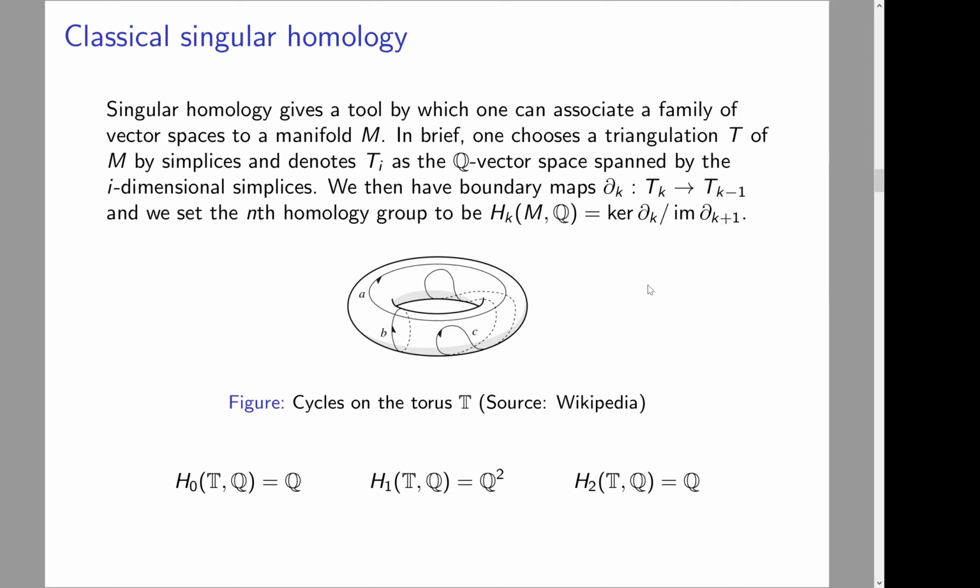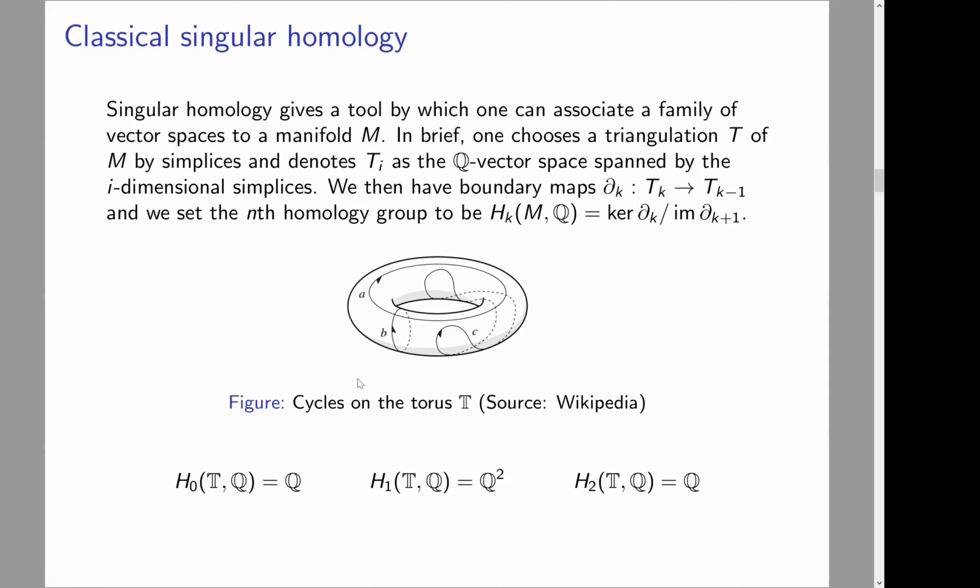The image does lie inside the kernel. And this gives you an interesting collection of things. What it's measuring is the extent to which things that are closed off, things whose boundary maps back around to itself, are or are not themselves the boundaries of other things.